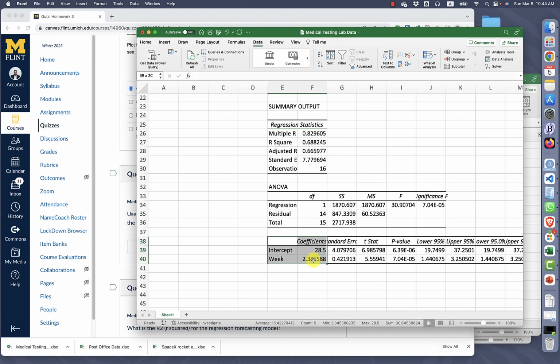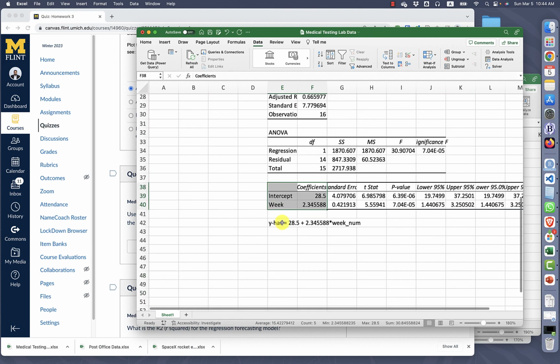And this is my regression equation right here. So my prediction y hat equals 28.5, that's the intercept, plus 2.345588 multiplied by the week number, whatever week I'm on. So that is my regression equation given by these values right here. And I can use that to predict.